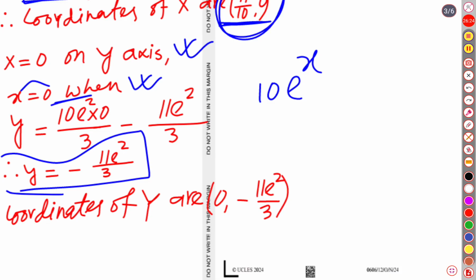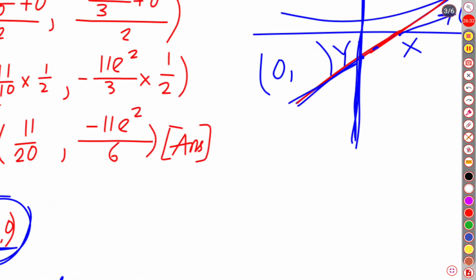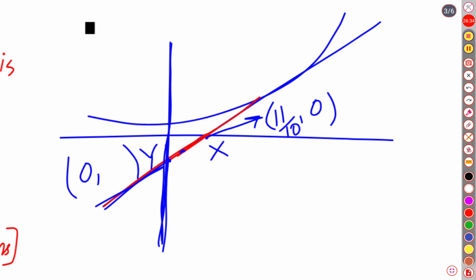The coordinates of y are 0, negative 11 e square over 3. So let us write it over here. We have got that the y coordinate is negative 11 e square over 3. So we have got these 2 points. They have told us to find the midpoint of xy. So the x coordinate of x is this, and the coordinates of y are this.